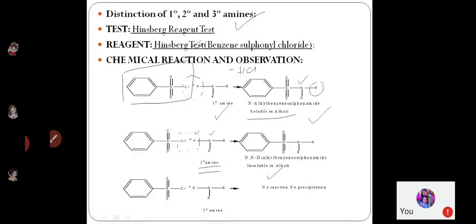Now the third one is your tertiary amine. So a tertiary amine has all alkyl groups. And since this amine does not have any hydrogen, if you see the reaction, how the two are condensing, how the two are forming a bond, by eliminating H and Cl.